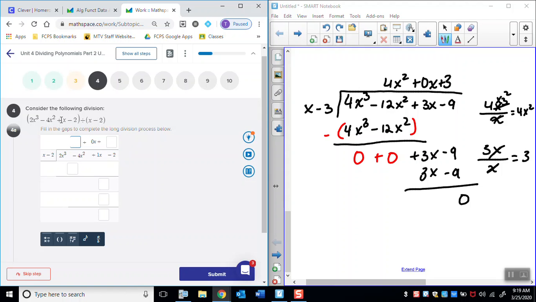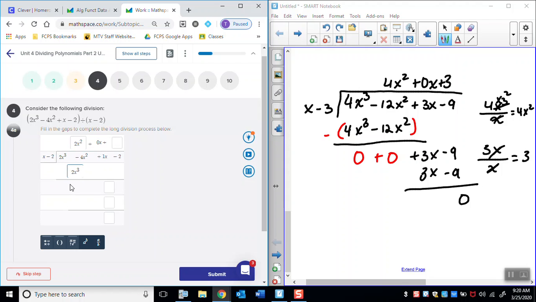So you have 2x cubed divided by x. If I take out an x from here and here, I have 2x squared. And then we multiply it back out, so you have 2x squared times x, which is 2x cubed. And then 2x squared times negative 2 is negative 4x squared. Okay? And then when we subtract it out, you notice that these are zeroed out, so that's where you get your 0x. So we bring down the 1x, and then we're going to bring down the minus 2 as well.